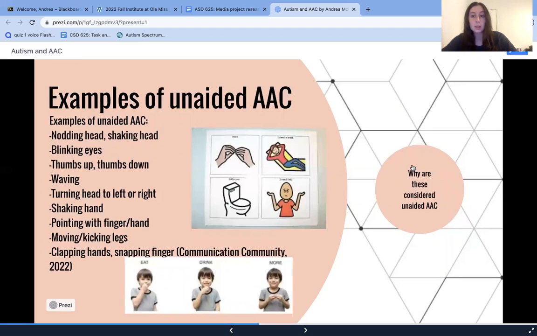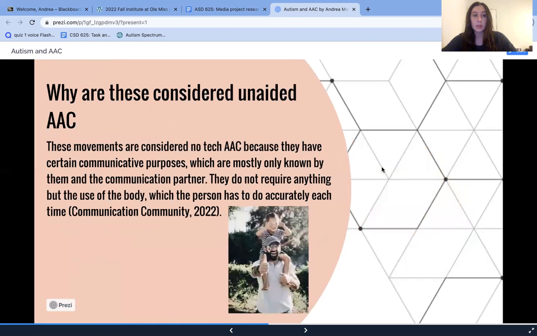And why are these things considered unaided AAC? All right, these movements are considered no-tech AAC because they have certain communicative purposes, which are mostly only known by them and their communication partner. They do not require anything but the use of the body, which the person has to do accurately each time.